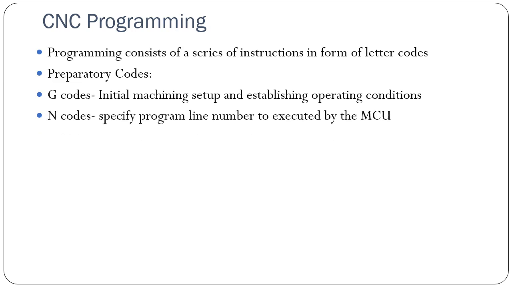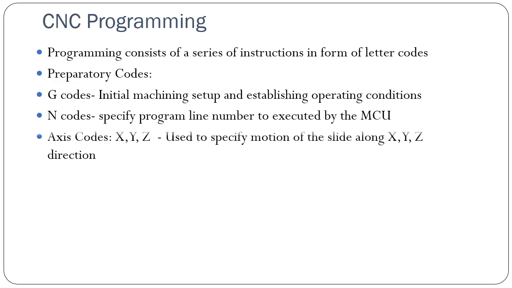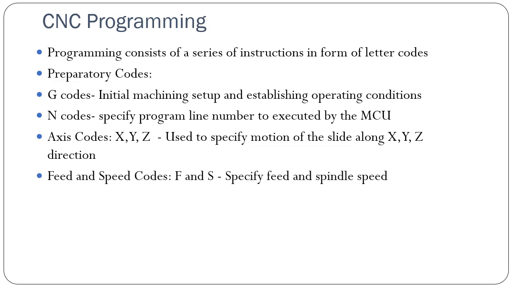Next is N codes. It specifies the program line number to be executed by the MCU. Next is axis codes. It is specified as X, Y, Z to specify motion of the tool. Next is feed and speed codes. Feed is denoted as F and speed is denoted as S, to specify feed and spindle speed respectively.